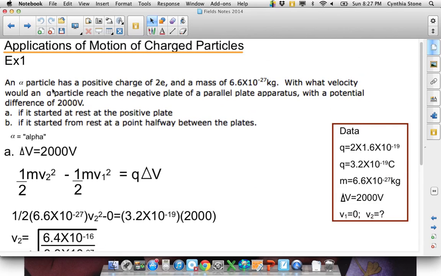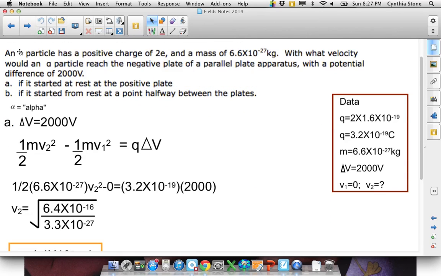Okay, in this first example, we have an alpha particle, which I believe is the nucleus of a helium atom. So it's a helium atom with no electrons, and it would have a charge of positive 2. And we know its mass. We're saying this particle is sitting in a parallel plate apparatus. It's at rest at one side, and it's allowed to accelerate across to the other side. What speed does it get there? How fast is it going when it gets there? Under two different conditions.